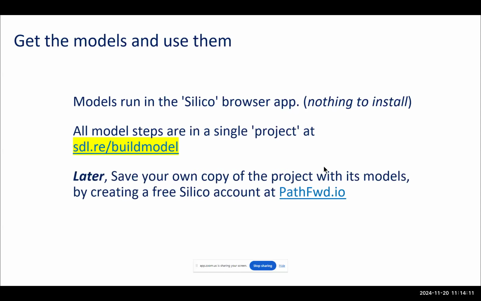Later, or at any point you want, you can save your own copy of the project and your own copy of the models that are inside that project by creating a free account on the Silico app. And when you try to save it, it will send you to the place to create a free account anyway. But that's where it is. It's being hosted by a business called pathforward.io.